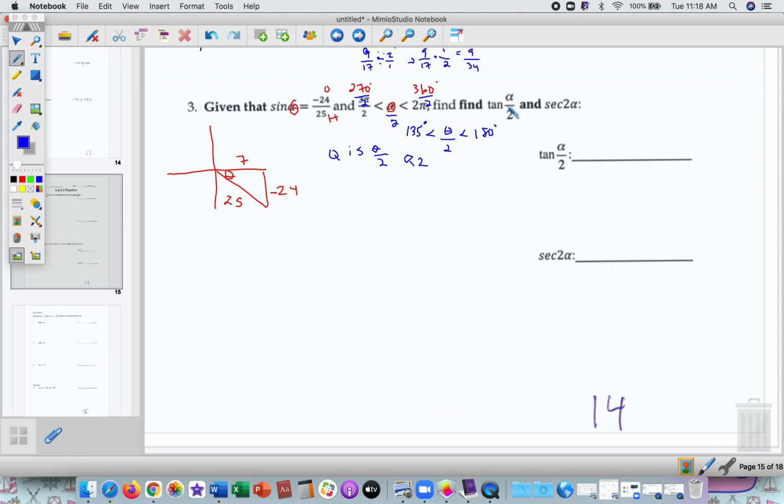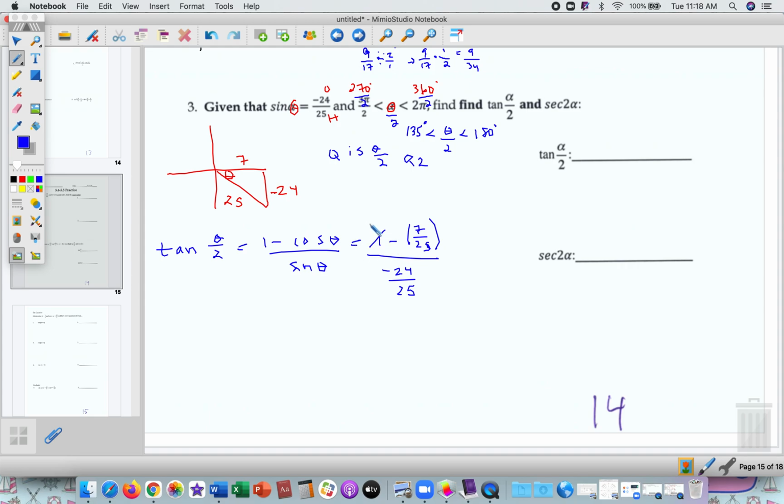So find tangent of theta over 2. It says, what's the tangent of theta over 2? We're going to use our formula. So we have 1 minus cos of theta over sine of theta. So we have 1 minus the cosine, so CAH is adjacent over hypotenuse, so 7 over 25, all over sine of theta, which they gave us as negative 24 over 25. And then from there we can simplify. So we have 1 minus 7 over 25 divided by negative 24 over 25.